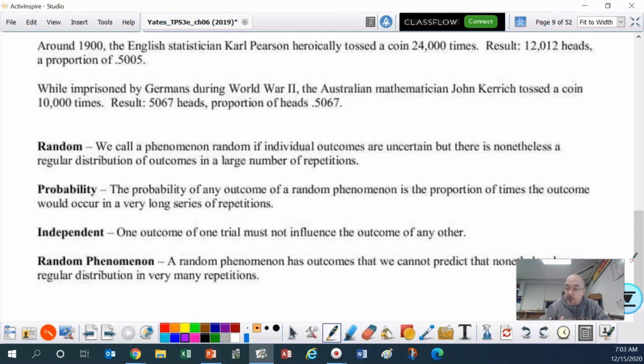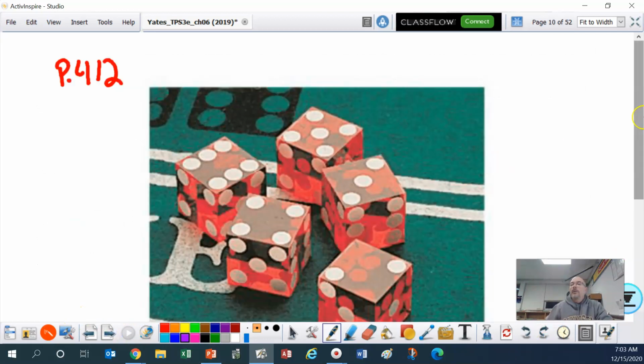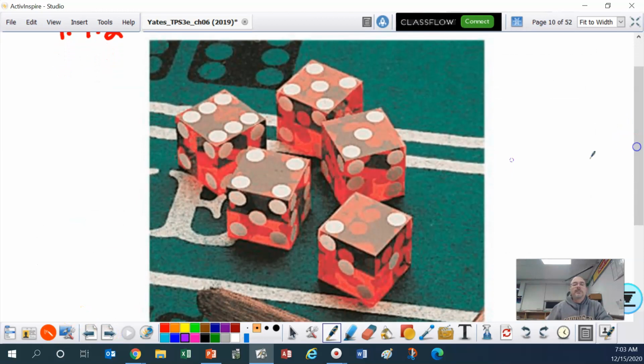Independent. Very important. One outcome of one trial must not influence the outcome of another trial, so they have to be independent. And random phenomenon. A random phenomenon has outcomes that we cannot predict, that nonetheless have a regular distribution in very many repetitions.